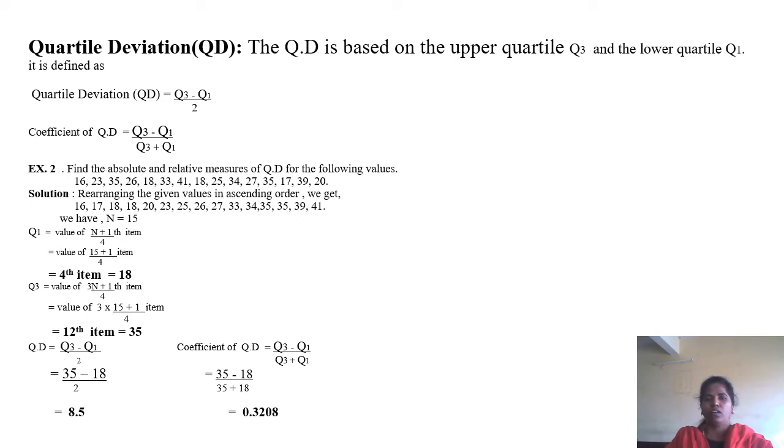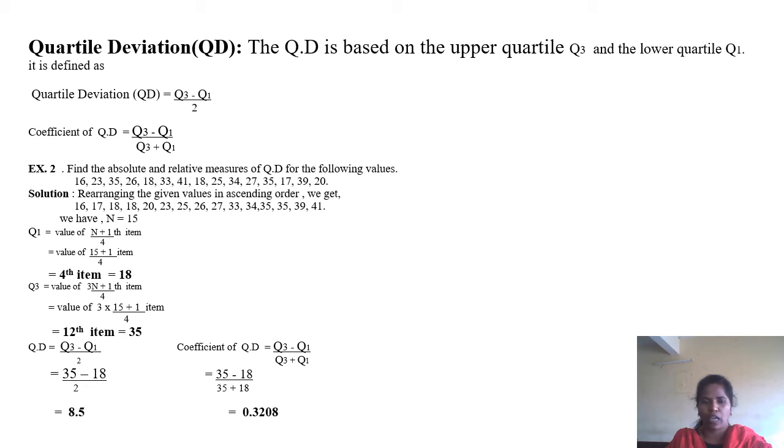Next one, Q3. Q3 is the value of 3(n plus 1) divided by 4th item. Then you just have to multiply by 3: 3 into (15 plus 1) divided by 4 item. It becomes the 12th item, and the 12th item is 35.